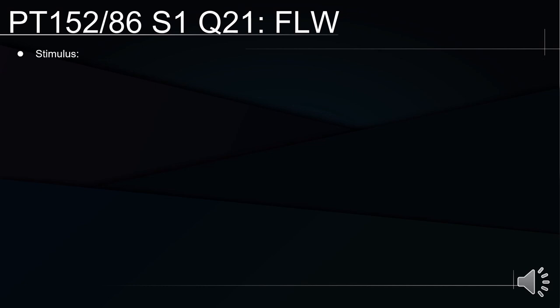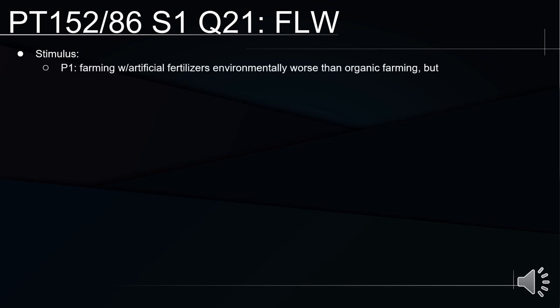The stimulus: farming with artificial fertilizers, though more damaging to the environment than organic farming, allows more food to be grown on the same amount of land. So kind of doing like what I did with 14, I'm just going to stop after P1 and P2 here just to take stock of what's going on. And it seems to set up a pretty clear and pretty straightforward trade-off. Artificial fertilizers definitely have a drawback to them. They're environmentally worse, but there is a benefit to doing it. So like, yeah, cost benefit, counterbalance, push pull, whatever you want to call it, trade-offs. That's what's being described here.